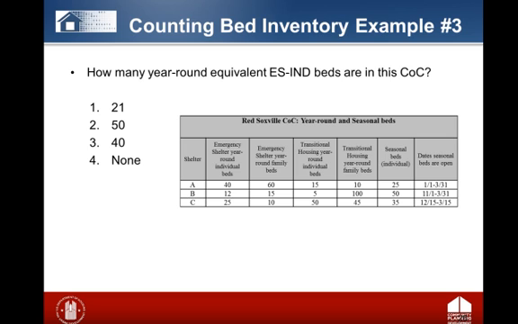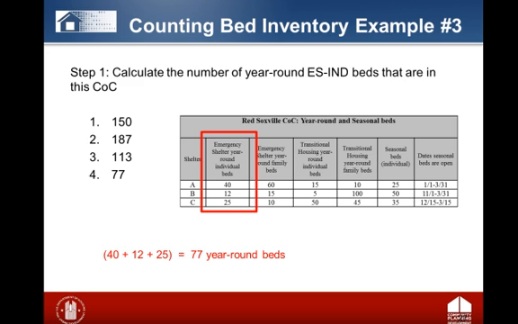Using what we have learned in the previous 2 examples, how many total year-round equivalent emergency shelter for individual beds are there in this continuum? Let's break this down into steps. For the first step, let's calculate how many year-round beds operate during all of 2015. As we can see, there are a total of 77 beds in operation year-round.